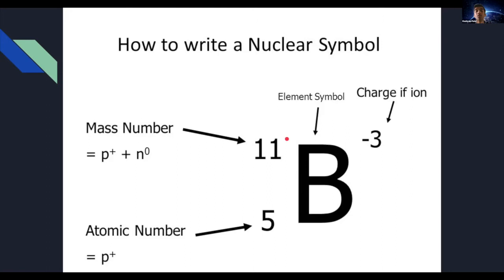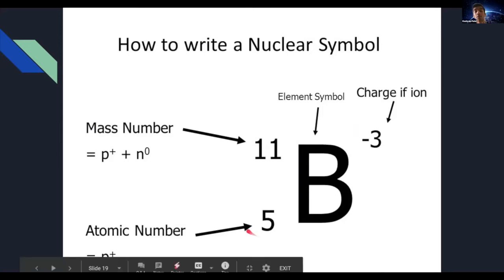Now we have this charge here, which is -3. And this means that there are 3 more electrons than protons. If this boron atom has 5 protons, then it would need to have 8 electrons. So this boron has 8 electrons because it has a -3 charge.